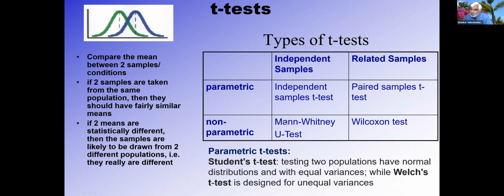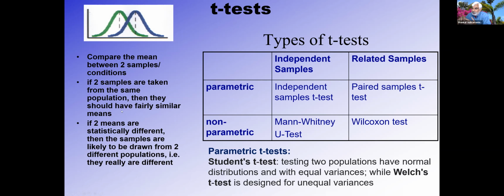Then the next question you ask when you do a lipidomics experiment is, imagine I have a blood sample taken before treatment with drug A and after treatment with drug A. I want to know, do my lipids change significantly? How do I do it? I can do what's called the paired t-test, which means I can compare the mean between two sample conditions, two samples or two conditions or two features. If two samples are taken from the same population, then they should have similar means, right?